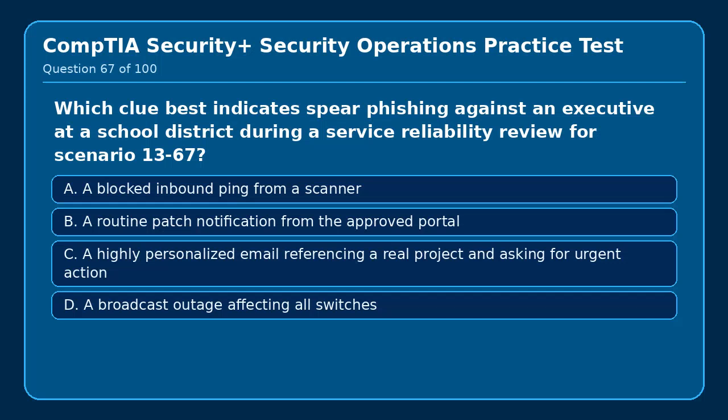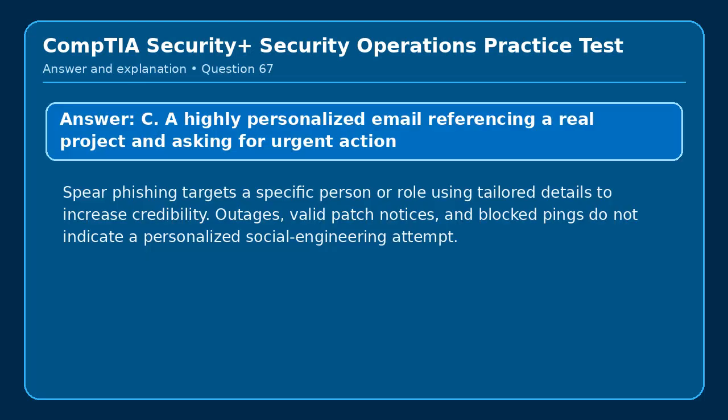The answer is B. Smishing. Smishing is phishing delivered through SMS or text messaging. VLAN hopping and war driving are network attacks, while password salting is a defensive storage technique.